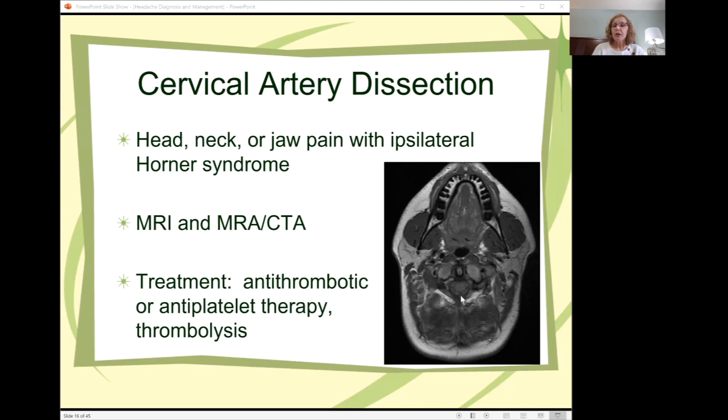This is actually a patient that was originally seen in the ER and told nothing was wrong. He did have a left Horner syndrome as well as pain. And you can see that here's the normal right internal carotid artery, and you can see the hematoma within the left internal carotid artery, indicating a left internal carotid artery dissection.